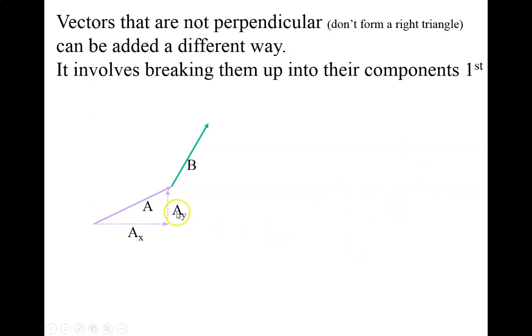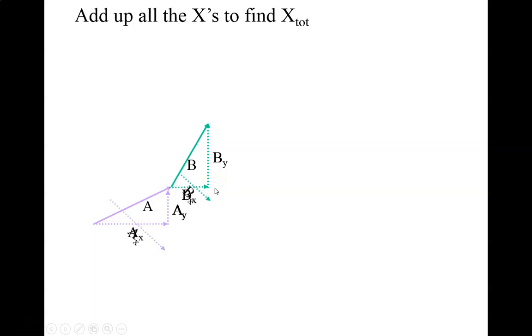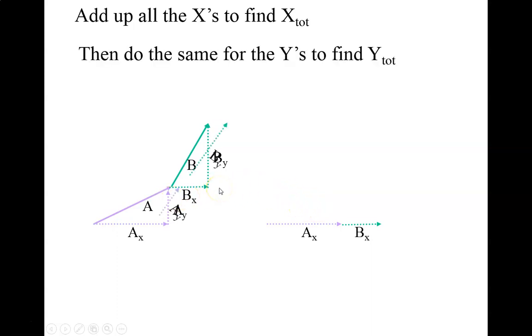So A, you're going to break apart into an AY and an AX. It's just simple sine cosine, no big deal. And then B, you're going to break apart into its components. Okay, X and Y, sine cosine, no big deal. And then what you're going to do is add the x's together, because I can just add x's, just like math. 1 plus 2 equals 3. Okay. And I can add the y's. All right.